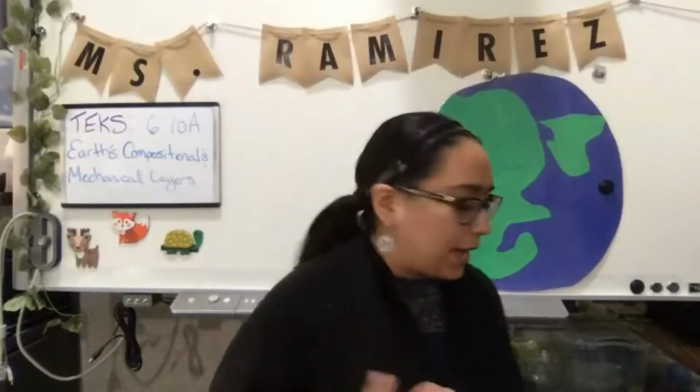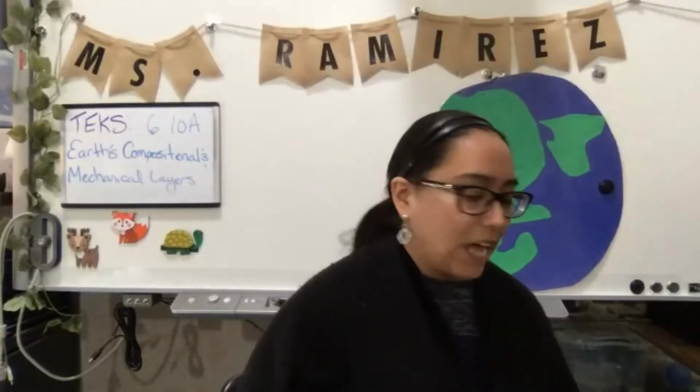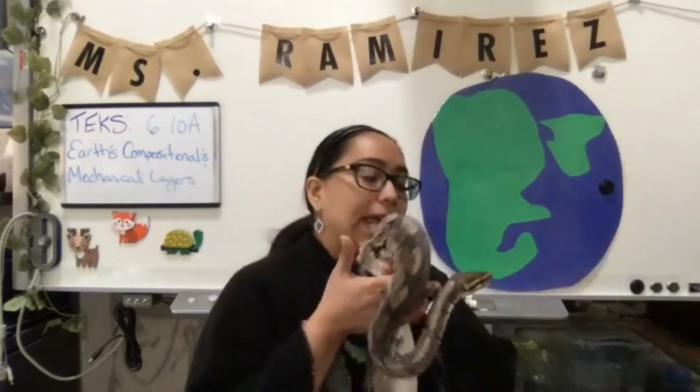Hello, my name is Ms. Ramirez, and in this segment, we're going to be learning about the layers of Earth. Now, before we get started, I do want to show you a quick animal friend, and that is because, as we know, planet Earth is the only planet that we know of that can sustain life. So be thinking about what characteristics of Earth make it habitable.